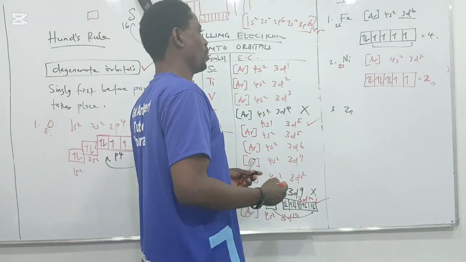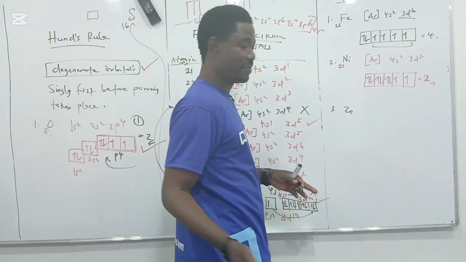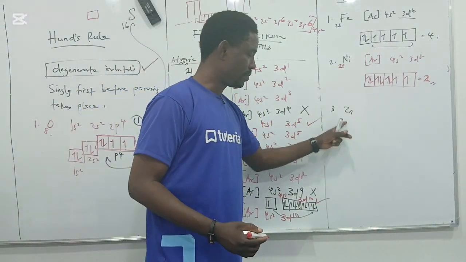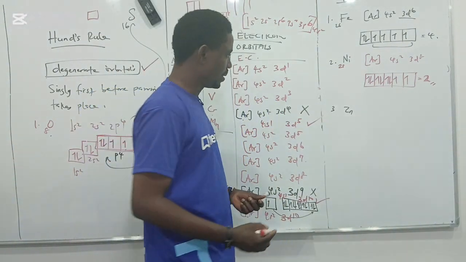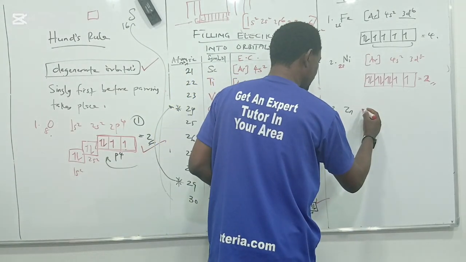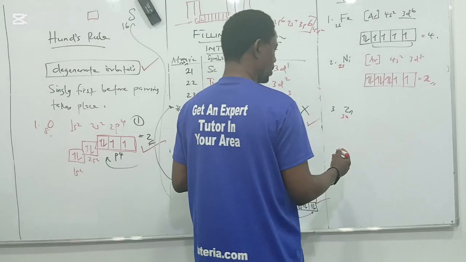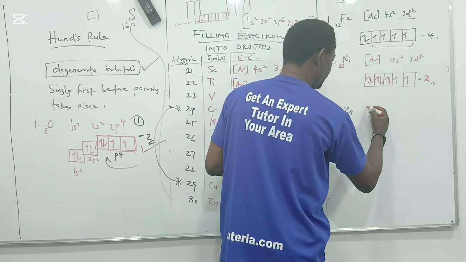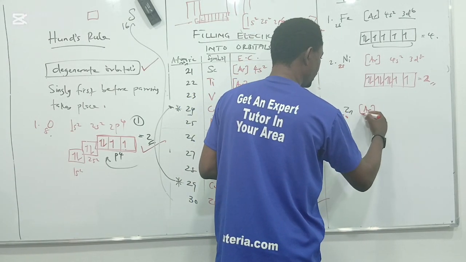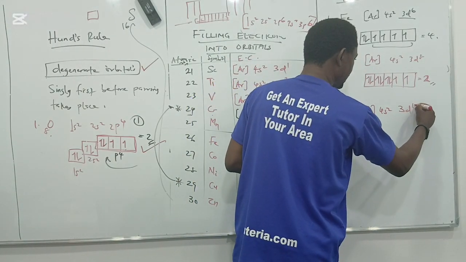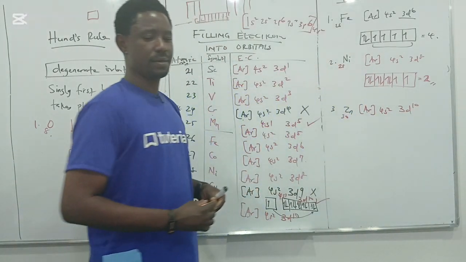Beautiful. So let's work out zinc. You can pause the video again and calculate the number of unpaired electrons for zinc, and let's do that now. Zinc is number 30, which is the last of that first transition series. So we have argon, that is 18, 4s2, that's 20, 3d10. That is zinc for you.